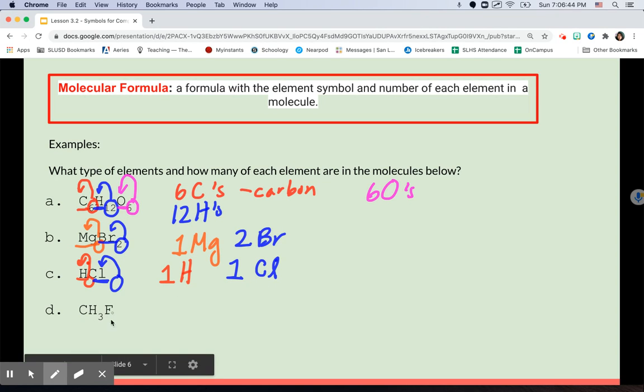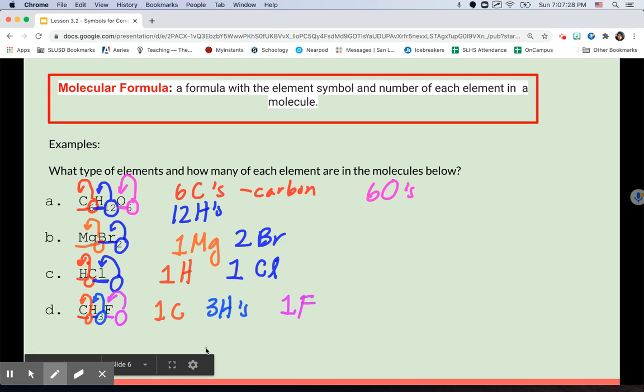So here I see 3 capital letters, so there are 3 different elements. There's a C, there's an H, and there's a capital F. Right. Now for the C, I don't see any numbers next to it. So that means I only have one C for this problem. And here there's a number 3 next to H. So I have 3 H's. And then finally for the F, there's no number or subscript down here. So here I have 1 F, or 1 fluorine.